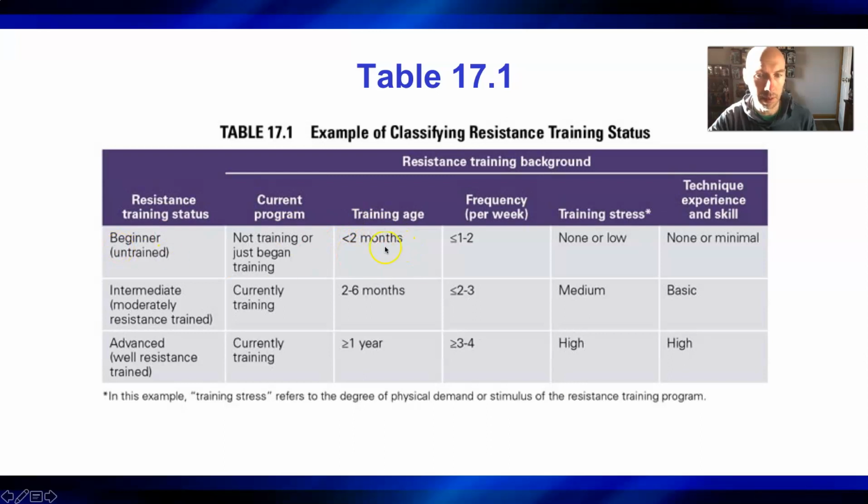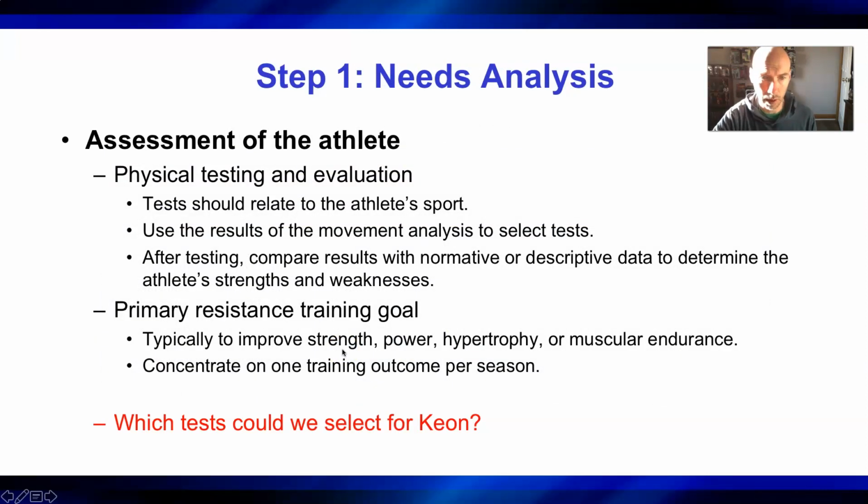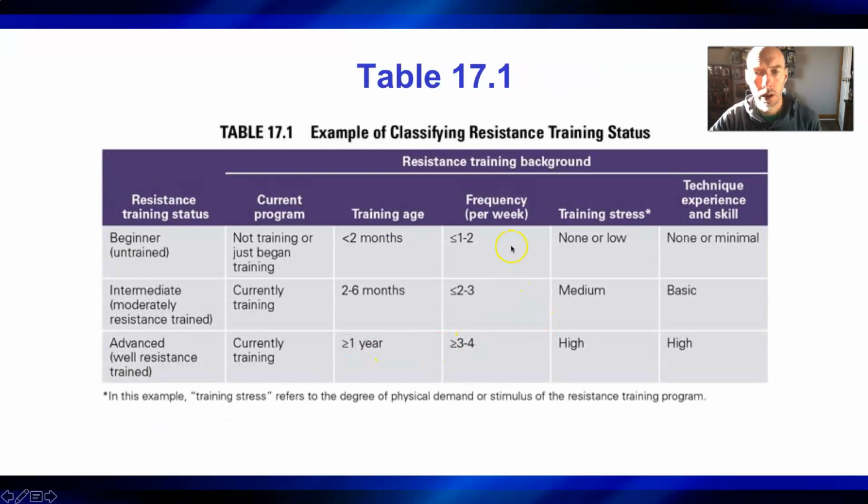So a beginner is somebody who has trained for less than 2 months. An intermediate is somebody who has trained between 2 and 6 months. And then an advanced trainee is somebody who has trained for greater than 1 year. Now, what is that telling us? Well, the amount of exercise they can handle in their new training program is going to be largely based upon their experience level. So notice that a novice, an untrained person, is going to get a low dose of exercise in their new program.